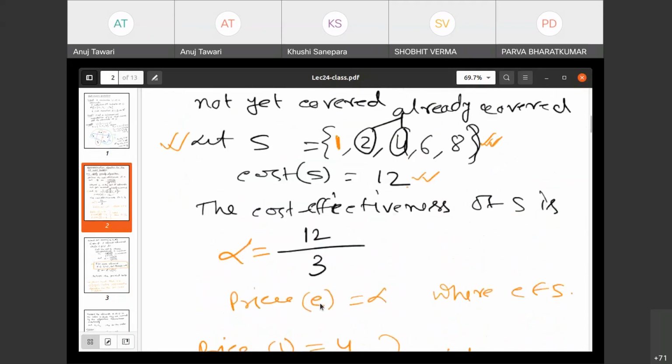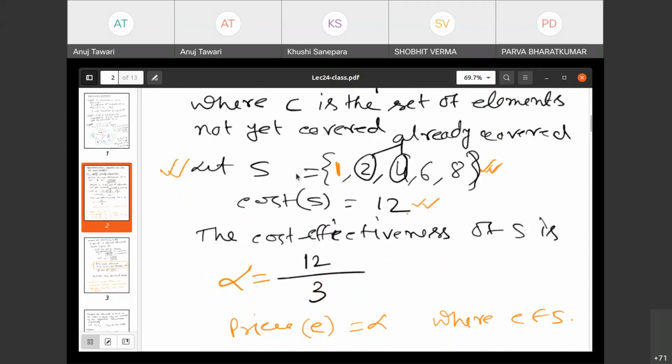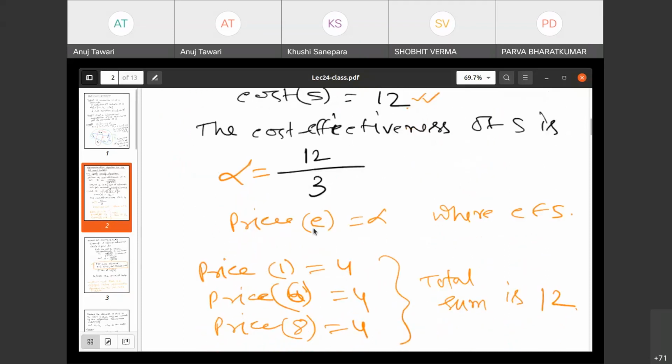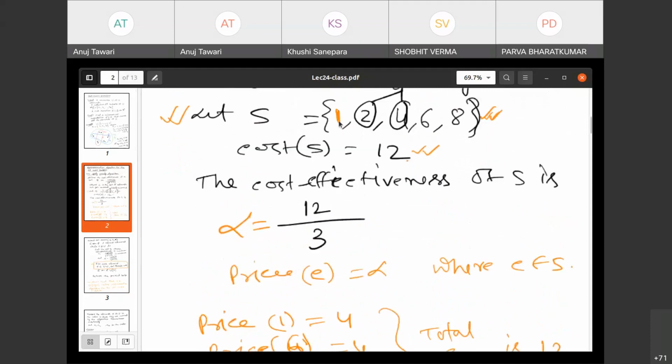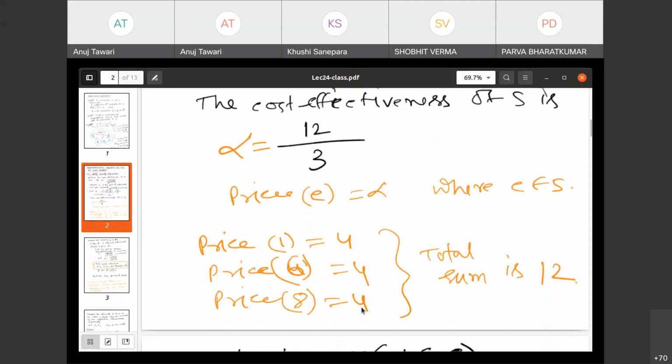And there is one more thing which we do: once you have picked this set, you have to remember which elements are already covered. So for every element in this new set S, because the set S was chosen such that the cost of S would be minimum and it is covering as many new elements as possible, we'll just set the price of every such element to be this cost effectiveness. So in this set, 1, 6, and 8 are the new elements which were not covered by any. So price of 1 will be 4, price of 6 will also be 4, price of 8 will also be 4. Total sum is 12.